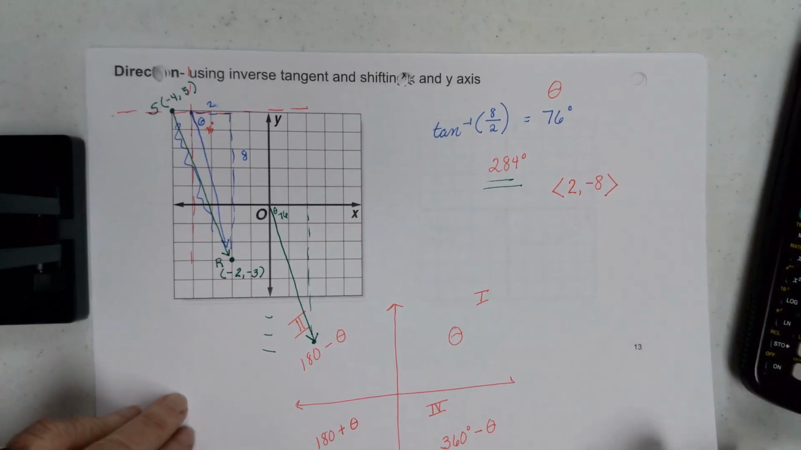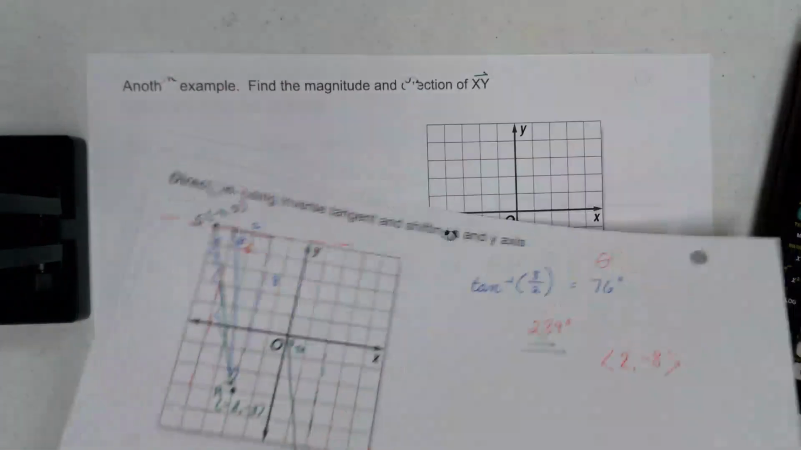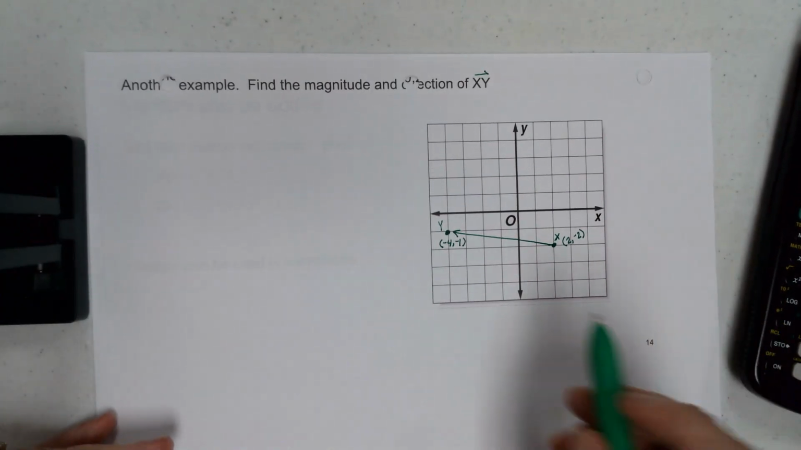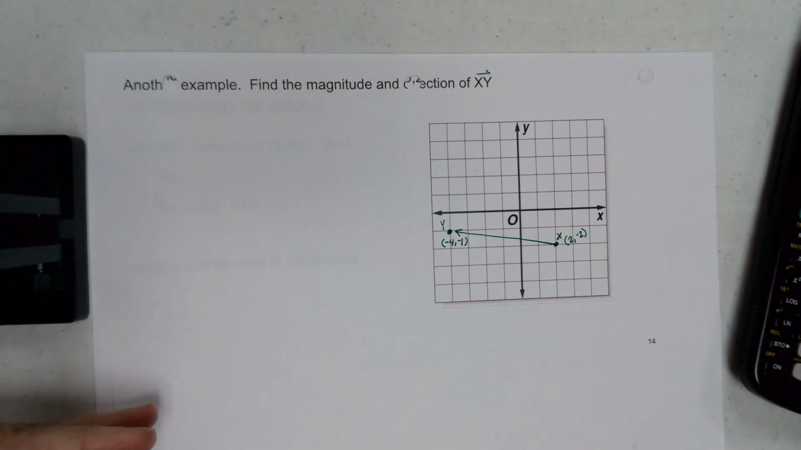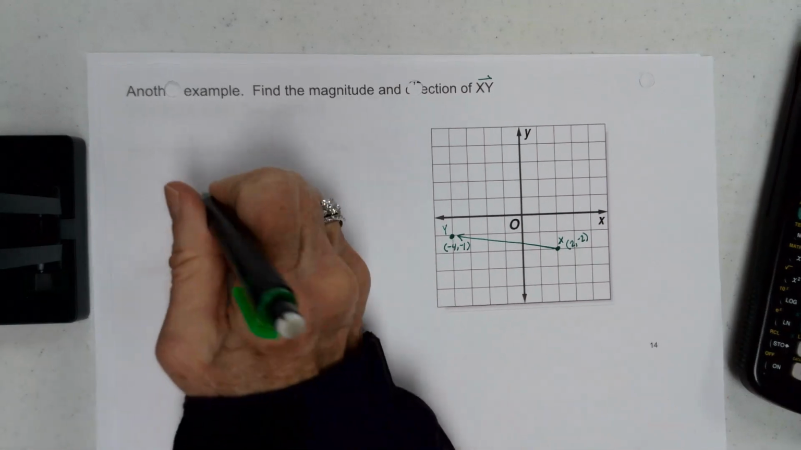Okay, let's do another one of those. That's probably the hardest part of this section. All right, so here's another one. I can do my component form first. That's probably the best way to do this. So remember, tip to tail.